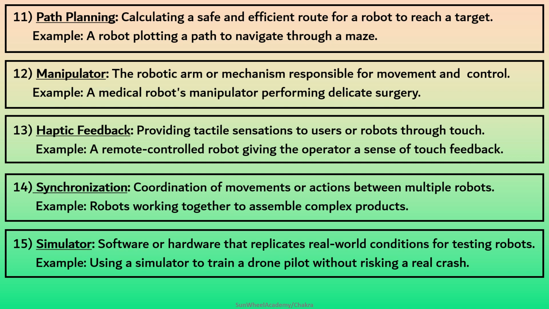13. Haptic feedback, providing tactile sensations to users or robots through touch. Example: a remote-controlled robot giving the operator a sense of touch feedback. 14. Synchronization, coordination of movements or actions between multiple robots. Example: robots working together to assemble complex products.